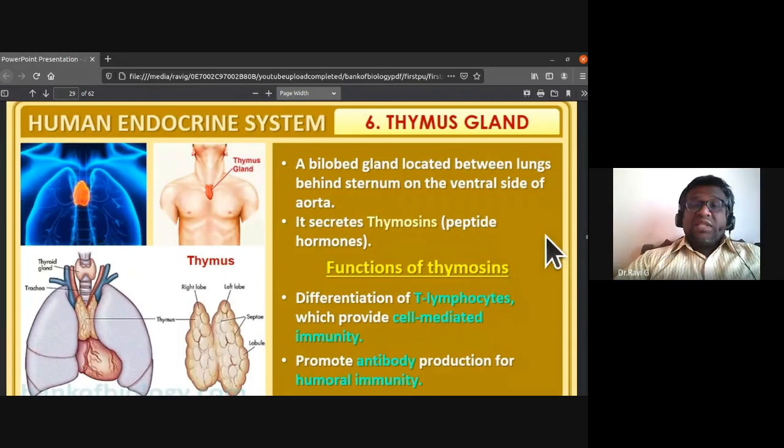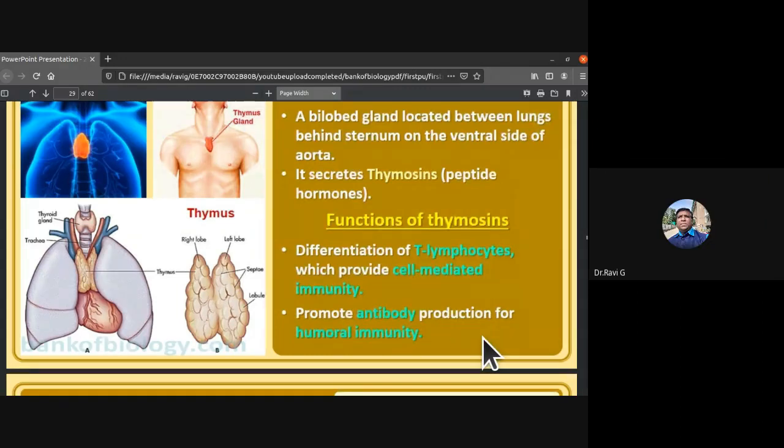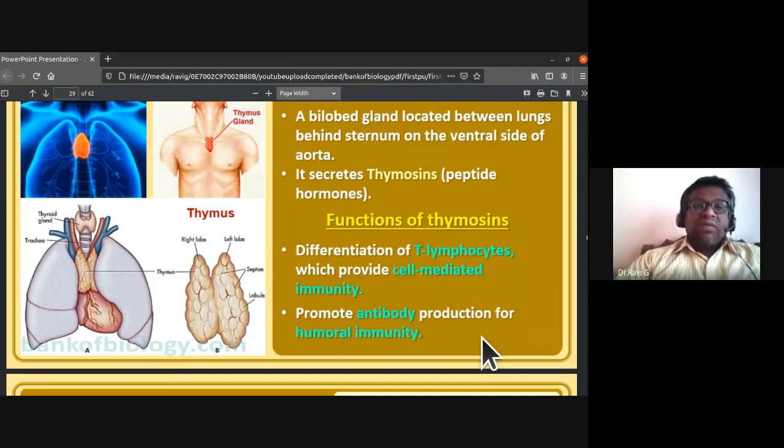What are the functions of these thymosins? They help in differentiation of T lymphocytes, which provide cell mediated immunity. They also promote antibody production for humoral immunity. So the major functions of thymosins are the differentiation of T lymphocytes, which undergo maturation in the thymus gland, producing cell-mediated immunity, and they also promote antibody production for humoral immunity.